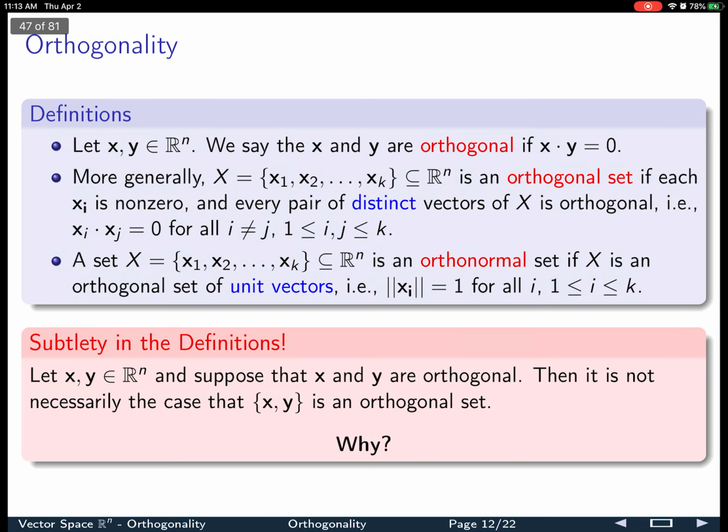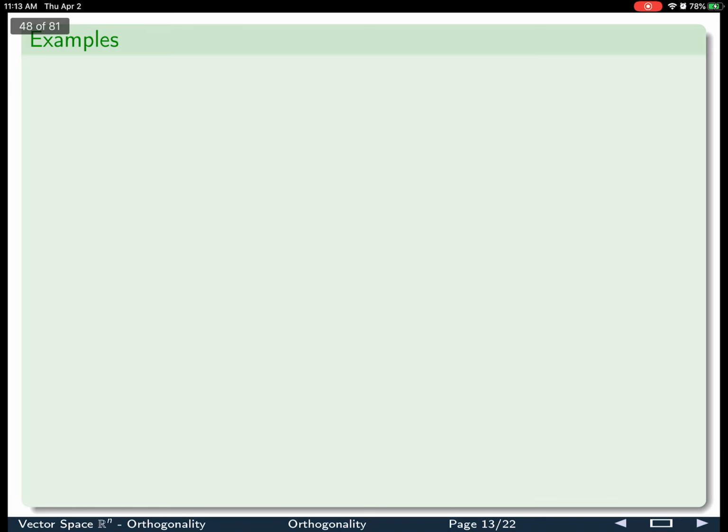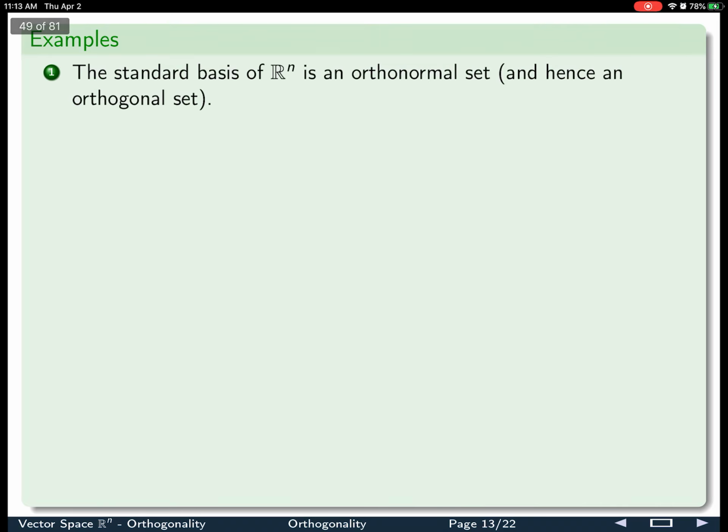And there's a tiny bit of subtlety here in this definition. You would not necessarily be able to say that x, y is an orthogonal set if x or y was the 0 vector. That's all that is. That's not that big a deal. Okay, moving on to some examples.